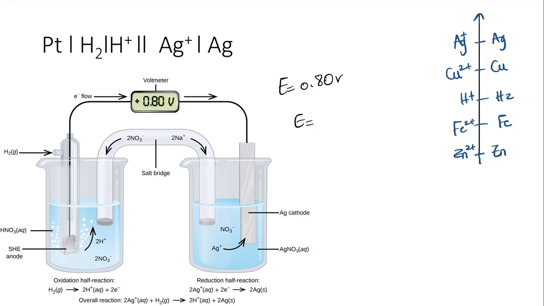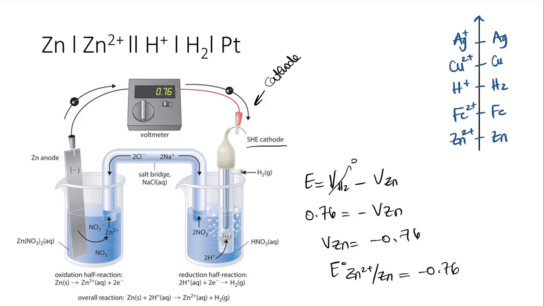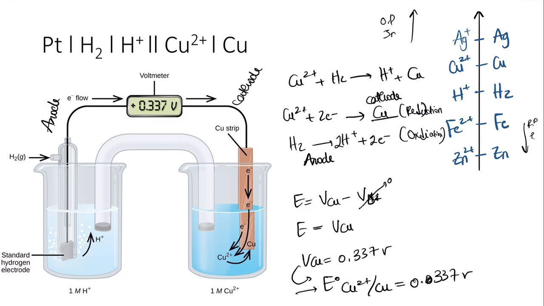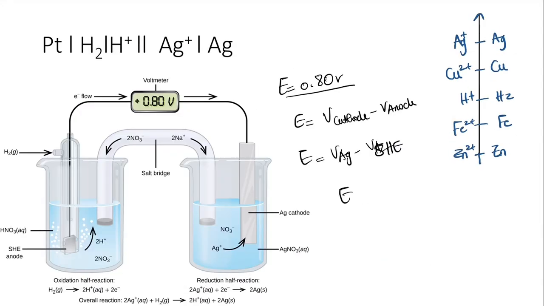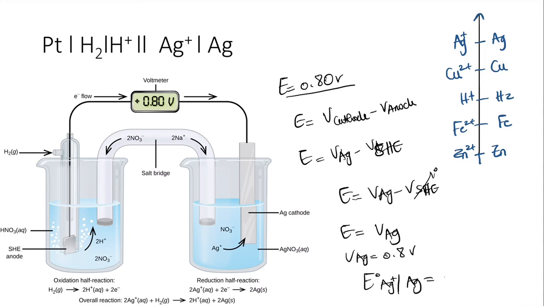So we have E equal to 0.8 volt, and E is equal to V for the cathode minus V for the anode. Here the cathode is Ag, so E is equal to VAg minus V of H2, or let's say VSHE, which is better terminology. We call the electrode SHE. So E equals VAg minus VSHE. Because VSHE is equal to 0, E is equal to VAg, and VAg is equal to 0.8 volt, which means that E for Ag+/Ag is equal to 0.8.